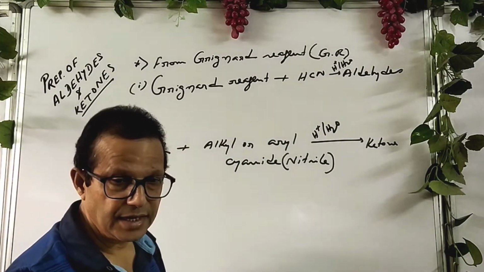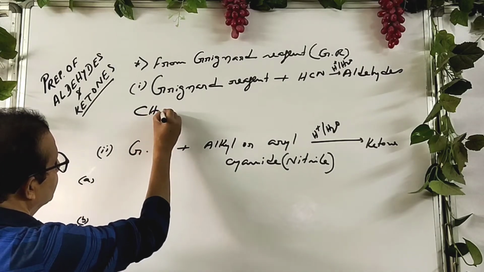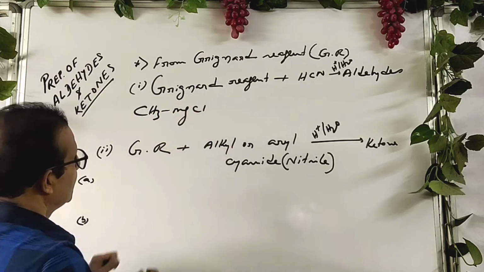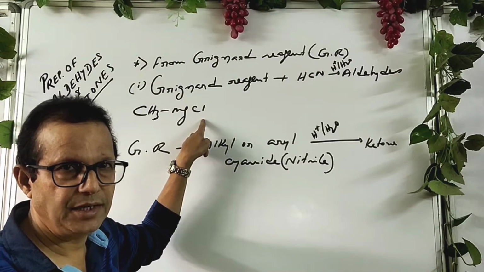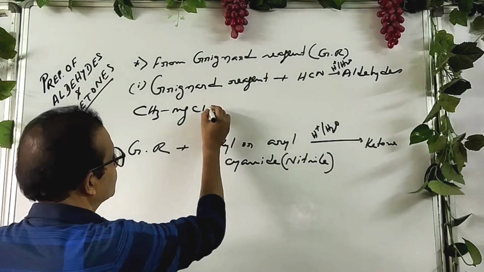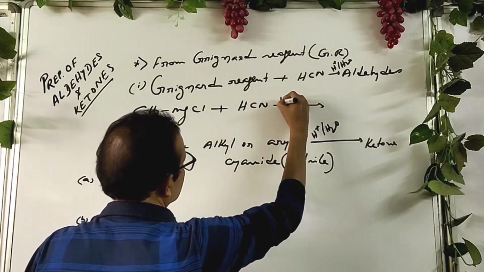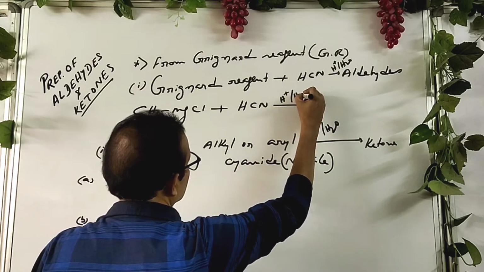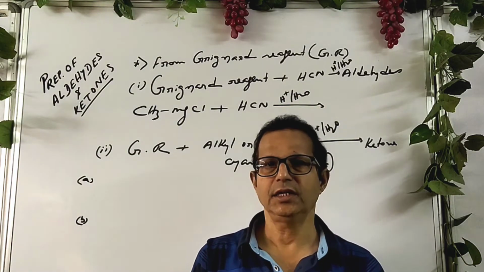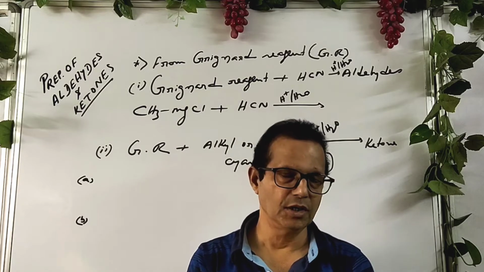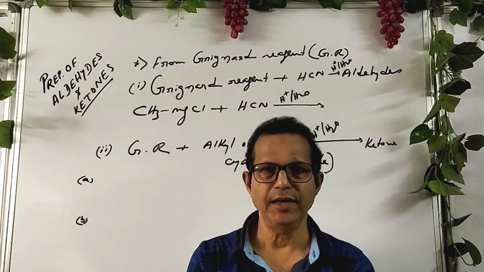Just write any Grignard reagent. It is methyl magnesium chloride. It may be bromide, it may be iodide. In most of the Grignard reagent reactions, acid hydrolysis is a must because we get one intermediate which gives product only by acid hydrolysis.